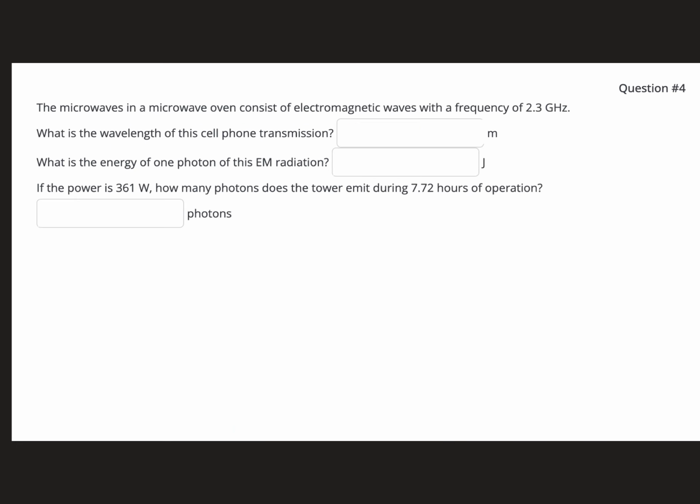Question 4 gives us the following information. We've got a microwave, and microwaves use electromagnetic radiation to warm things up. That energy is absorbed by the bonds in a molecule. It increases how those bonds are vibrating, which increases the temperature. And they tell us that it's got a frequency of 2.3 gigahertz. Then they ask for the wavelength, and so I would just ignore this for right now and say either they're asking about a microwave or a cell phone, and I would just keep working with that 2.3 gigahertz because that's what's important in answering this question.